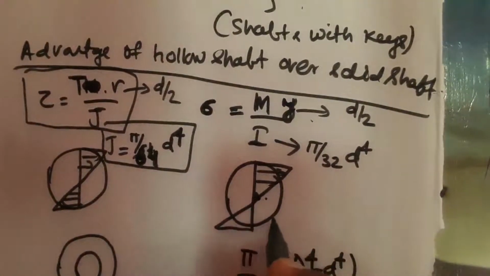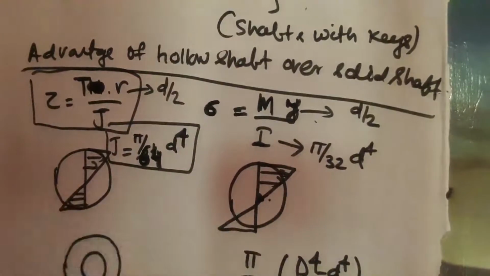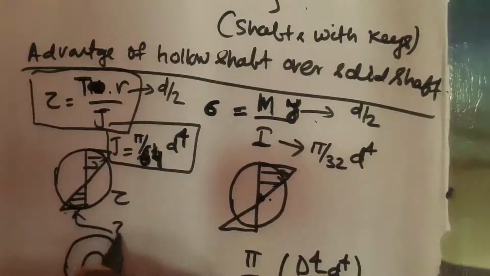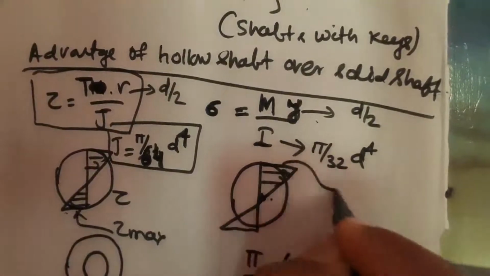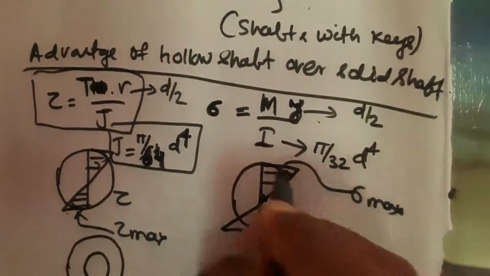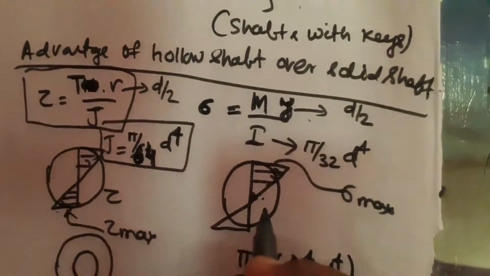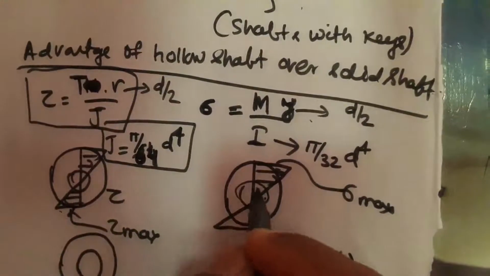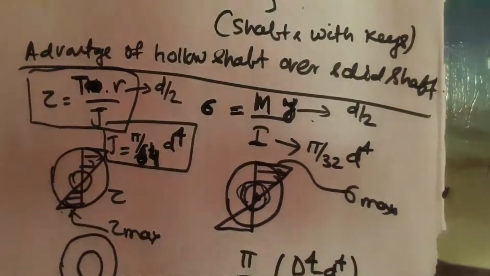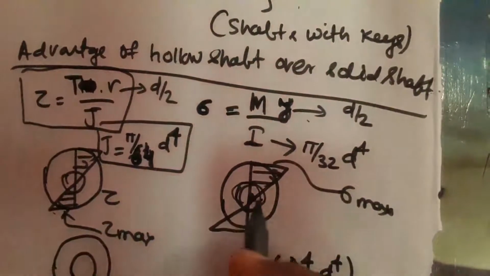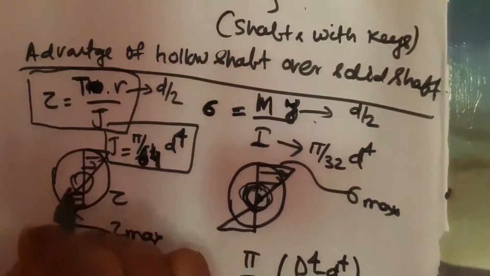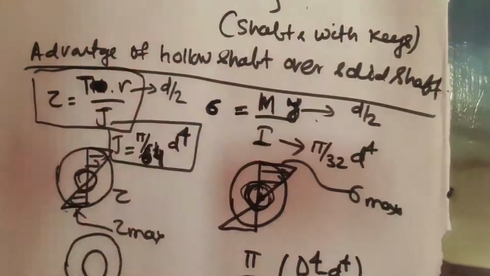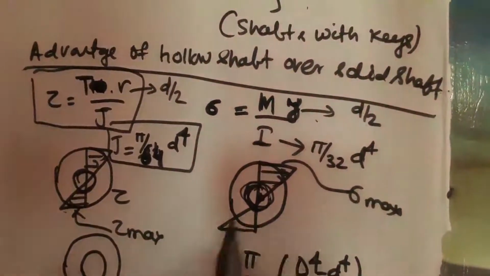Now if you see both the bending stress variation and the torsional stress variation, tau is maximum at this location, and sigma is also maximum at this outer fiber. At the inner region the stress is very low. So if it is very low, you can take out this material, because underloaded material, whether it is there or not, doesn't cause any problem. So you have to take it out.